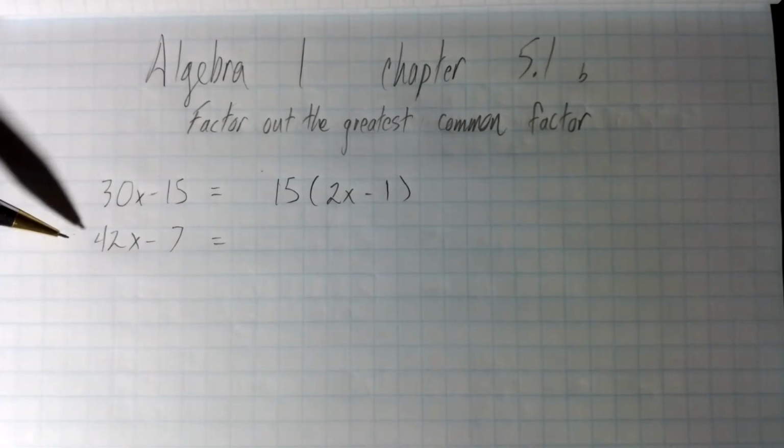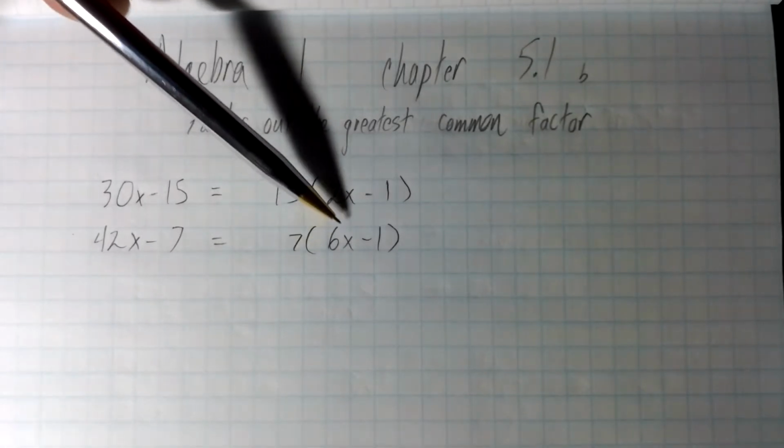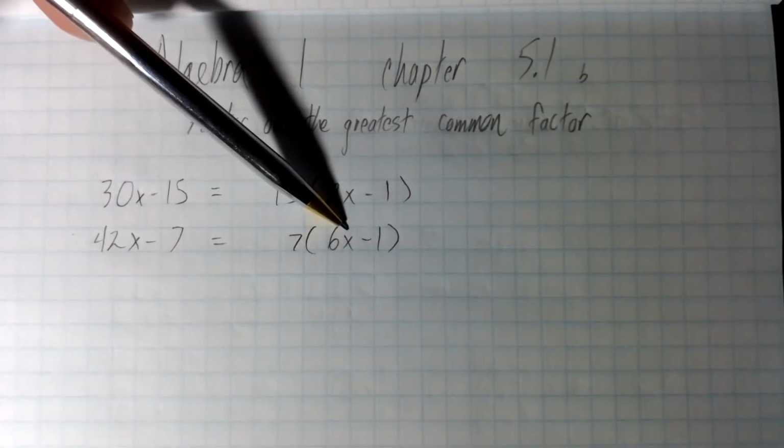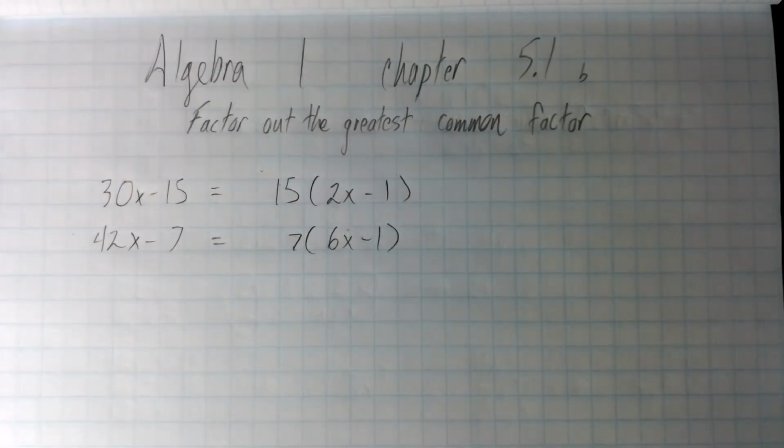Here, my greatest common factor would be a 7. So I'm going to factor out a 7. And notice what I get. I end up with a 6x. So if I check, 7 times 6x will give me a 42x. 7 times negative 1 will give me a negative 7. Remember, the key here is factoring out the greatest common factor.